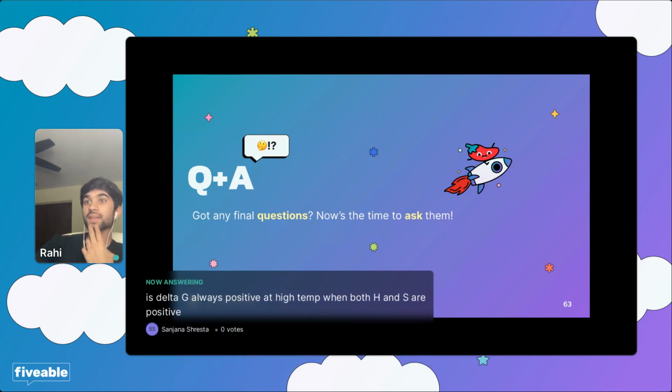When both delta S and delta H are positive and at high temperature, delta G will be negative only if the temperature is high enough. High temp is a way of saying that the temp is high enough, right? So in essence, if you're looking at the equation of delta H minus T delta S, if the temperature is high enough such that T times delta S is greater than delta H, then delta G will be negative, and that means it will be spontaneous.